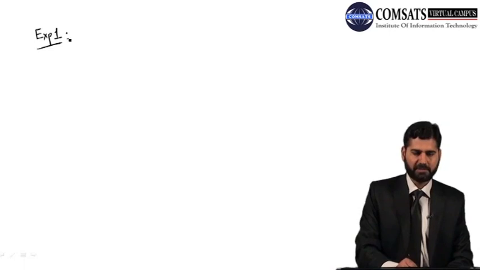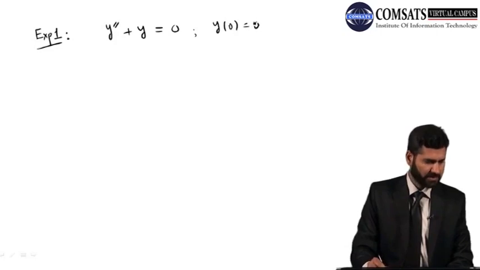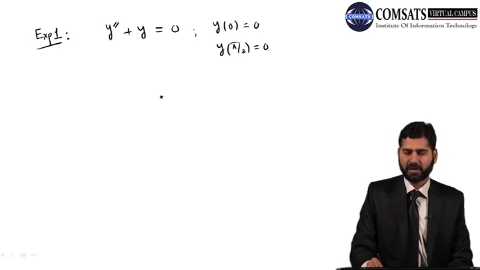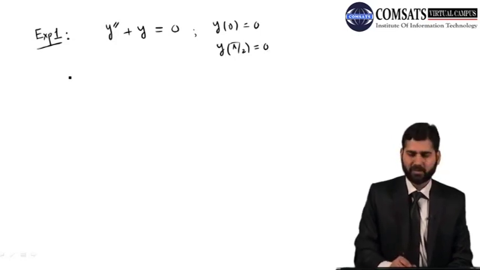So first example, y double prime plus y is equal to 0 with boundary conditions y at 0 is equal to 0 and y at pi by 2 equal to 0. So this is our equation. Alright, so we need to construct the Green's function.